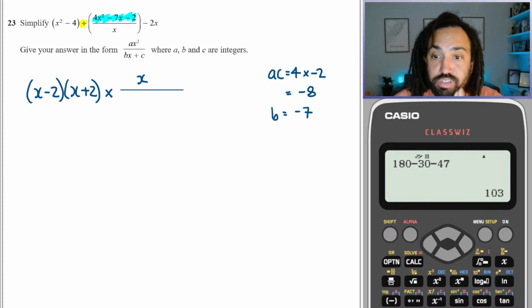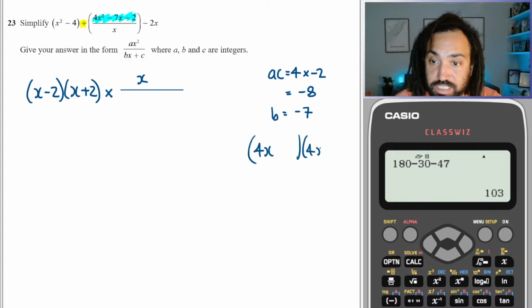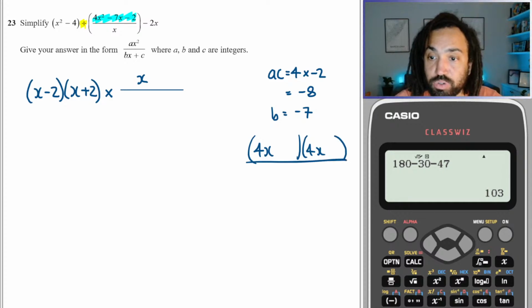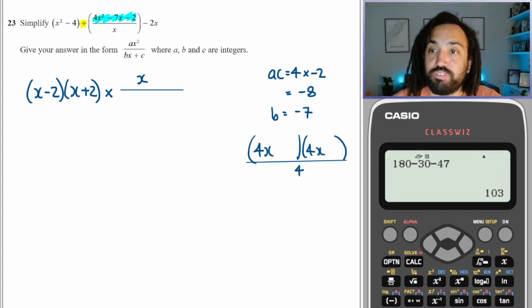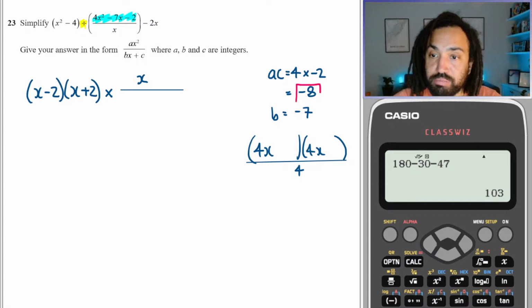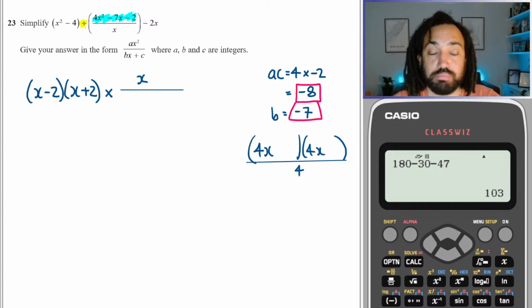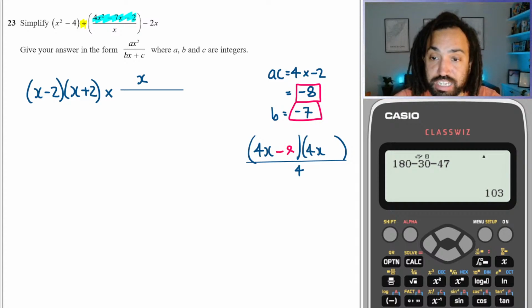Okay. So now I do 4x, all divided by 4. This is how I factorize tricky quadratics. I'm looking for two numbers that multiply to make minus 8 and add to make minus 7. So that is minus 8 and plus 1.